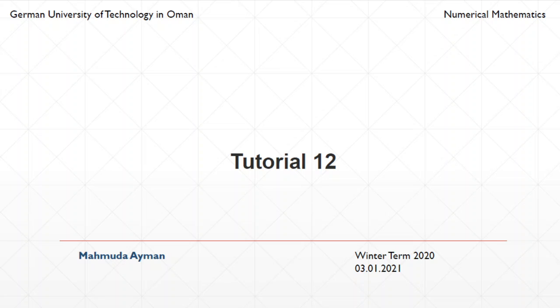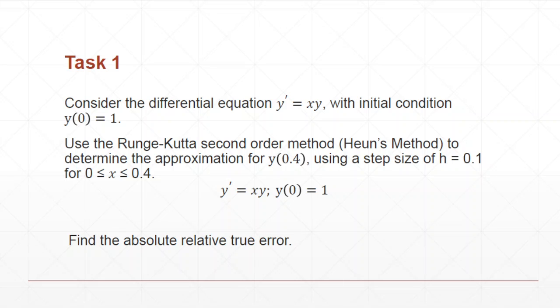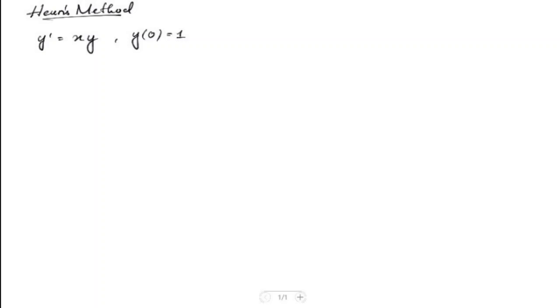Welcome to tutorial 12. Today our first task is about the Runge-Kutta second order method, Heun's method. Here we are given a differential equation and an initial condition, and we have to use Heun's method to determine the approximation of the differential equation at x equal to 0.4, and our step size is 0.1, and at the end we have to calculate the absolute relative true error for our answer. So let's get started.